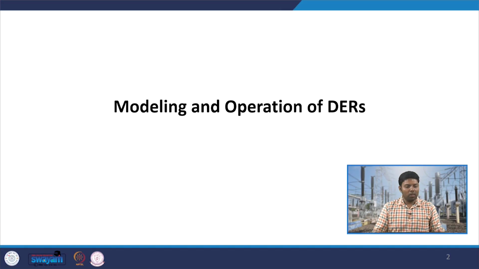We are at module 2, which is DER Integrated Distribution Network Modeling, and we have seen the overall architecture or a few components and how they are operating in the distribution network in our last class. So, today we will continue with the modeling and operation of the DERs, which are the most major component in our distribution network as far as the modern distribution network is concerned.